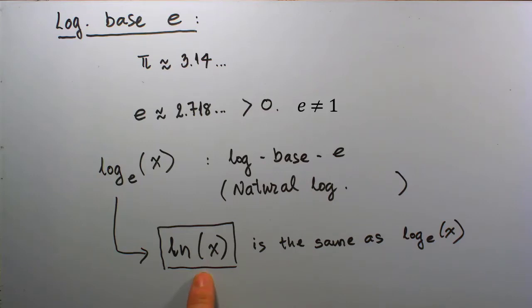So anytime now on any standard calculator, you will see a button somewhere that says ln. That is log base e of whichever number we're about to calculate for.